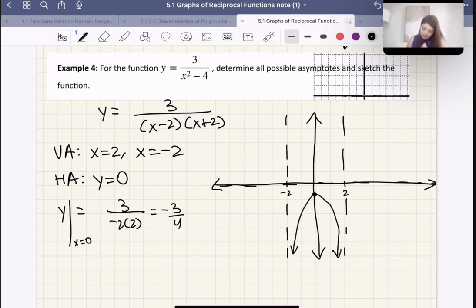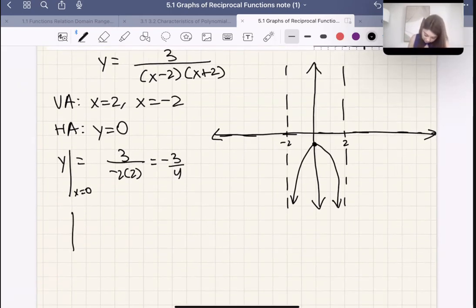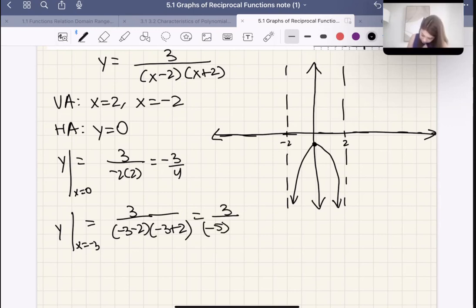And then we're going to choose a point that is less than negative 2. So I'm going to choose negative 3. So we're going to get 3 over negative 3 minus 2 times negative 3 plus 2, which is equal to 3 over negative 5 times negative 1, which is 3 over 5. Awesome. So we have a point at negative 3, 3 over 5. And then we'll go like that.